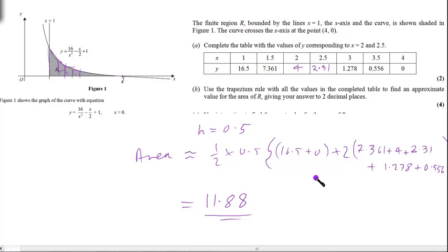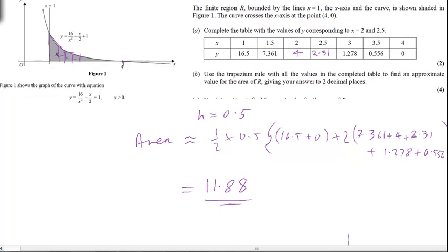Now, one thing to remember is it's important you write all the numbers out in the substitution. That's where you get your method marks from. Don't just write h is 0.5, the answer is that. Make sure you do write down all your working.